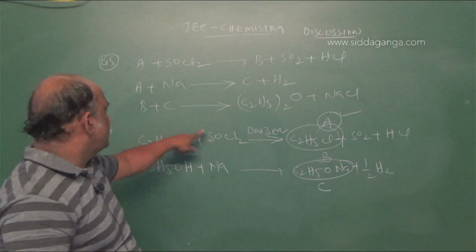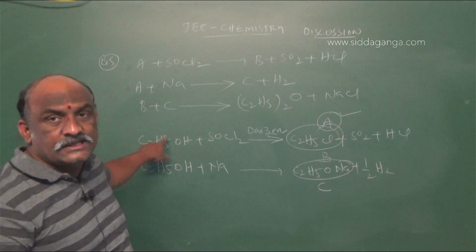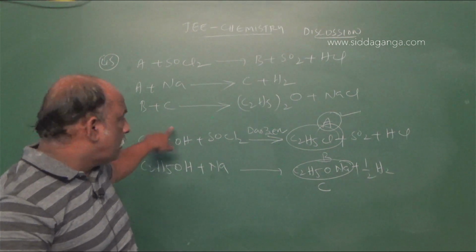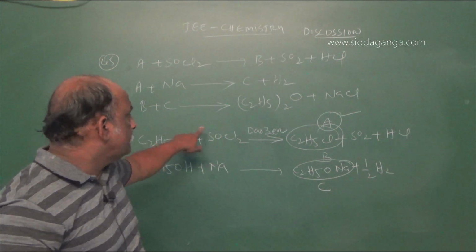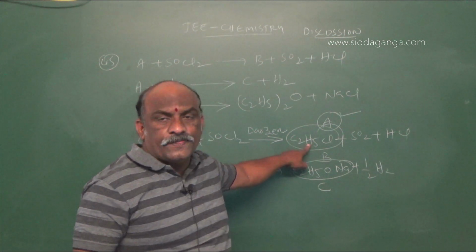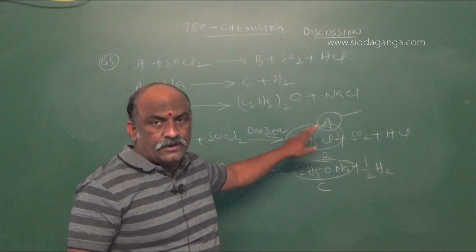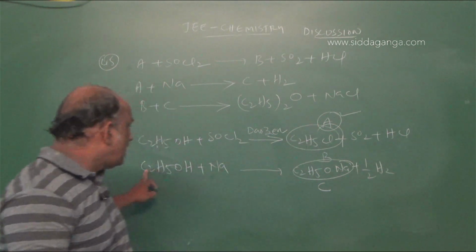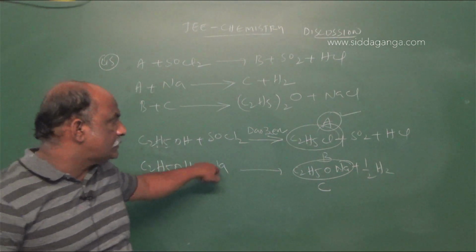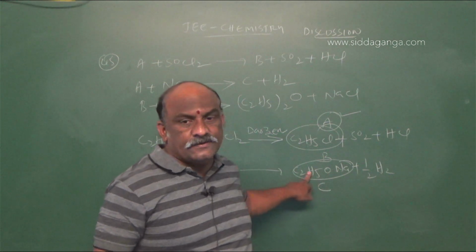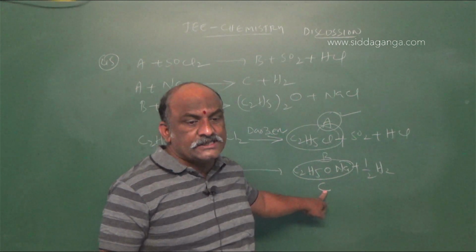A plus SOCl2. What is A? A is alcohol. Alcohol reacts with thionyl chloride to give haloalkane, ethyl chloride. Alcohols react with sodium metal to give sodium ethoxide. This is C. And next, B plus C.